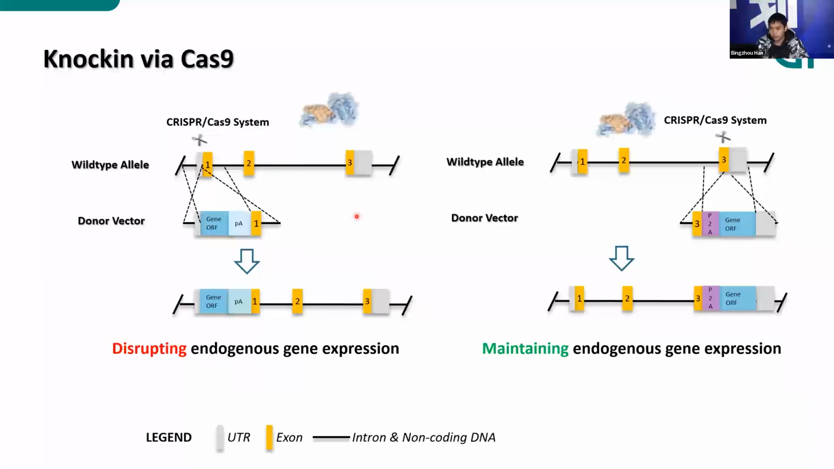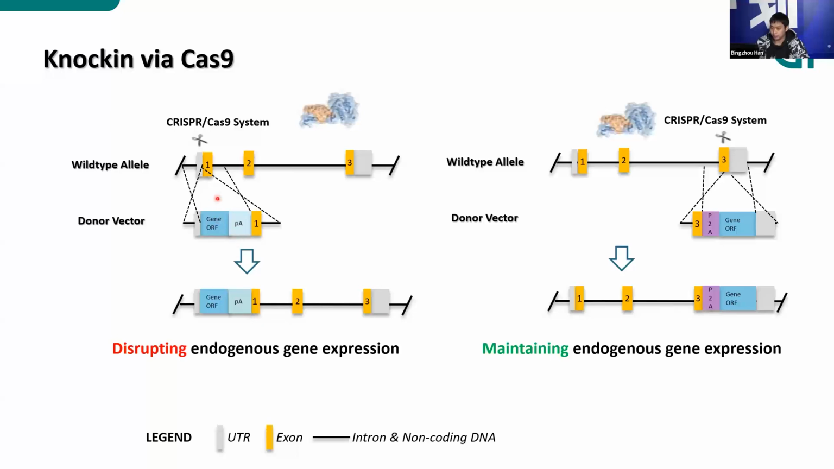Other than knockouts, we could also do different knock-ins in Cas9. Here I give two examples for this knock-in. The first is to knock in a construct with an exogenous gene, like a reporter gene or overexpression of another gene, at the 5' terminus of this gene's coding sequence, like downstream of the 5' untranslated sequence. And this will be followed by a polyadenylation signal, like a transcription termination signal.